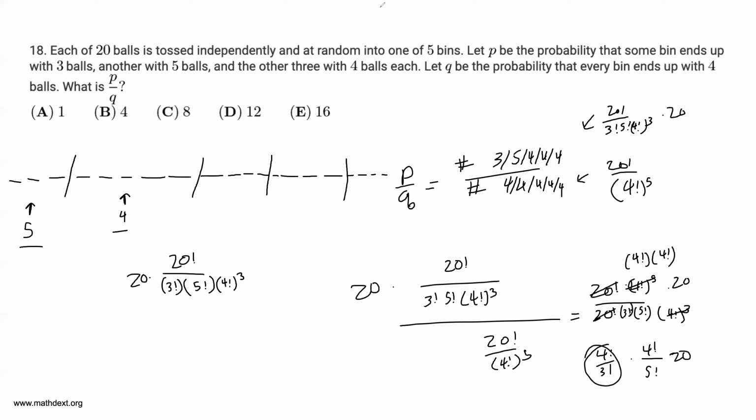This thing over here, 4 factorial divided by 3 factorial, just equals 4. 4 factorial divided by 5 factorial equals 1 over 5. So your answer is 4 times 1 over 5 times 20, which is equal to 16. So your answer is E.